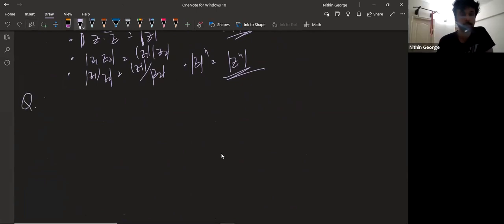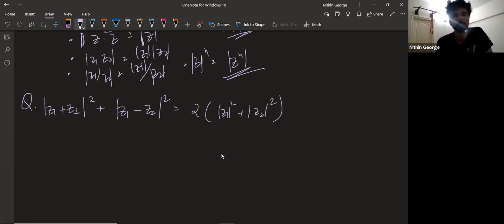Finally, a question. Mod of z1 plus z2 the whole square plus mod of z1 minus z2 the whole square equals 2 into mod z1 square plus mod z2 square. This is what I want you to prove. Come on, prove it first. z1 and z2 are complex numbers.